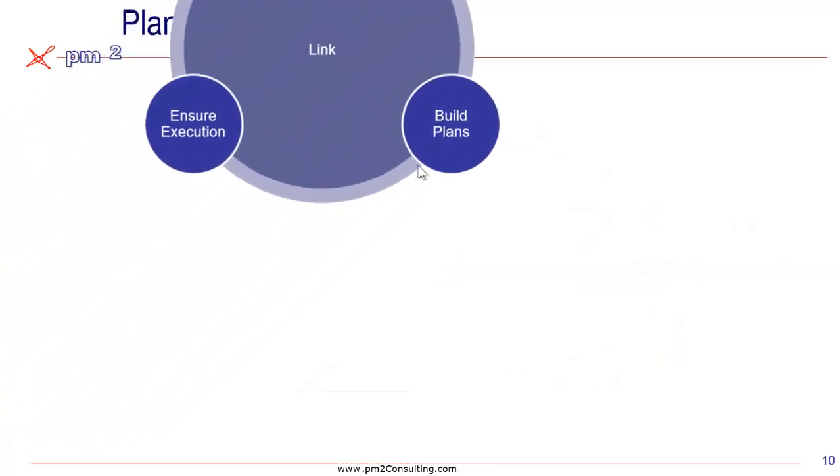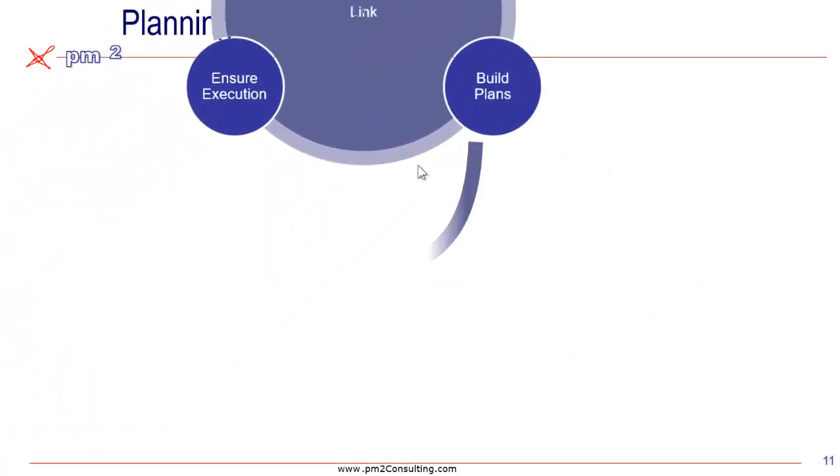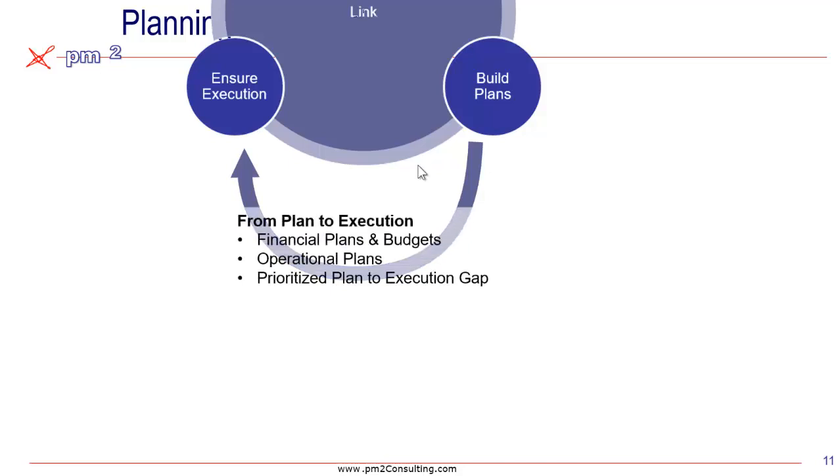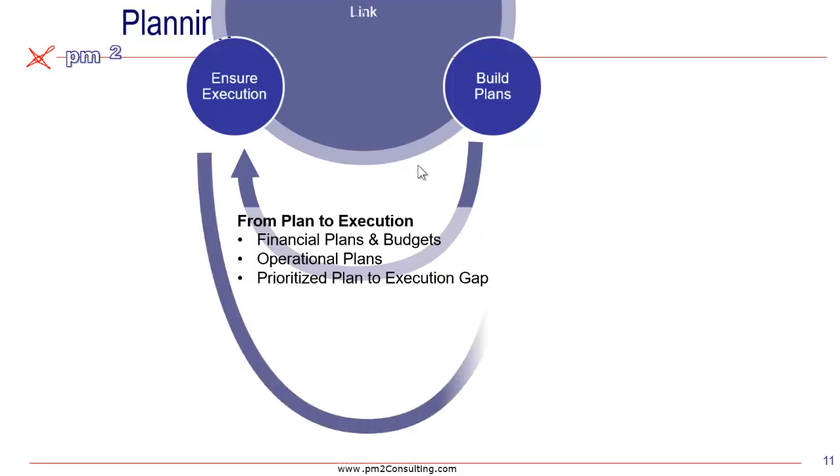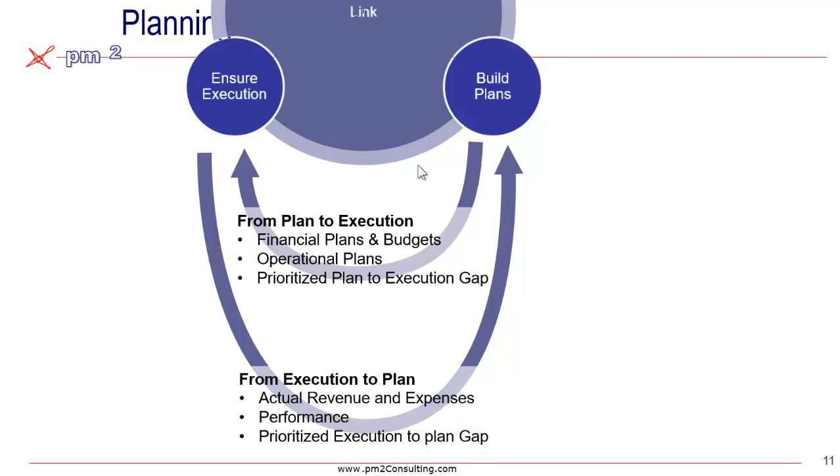The next phase, from plans to execution, has these components. The plan is going to be informing execution with the actual plans and budgets they have to work within, the operational plans that they're framed, and of course they now should be able to tell us what is the gap between the plan and execution. The feedback is what's the actual revenue earned or expenses consumed, what's the actual performance delivered, and a prioritized view of the execution to plan gap.